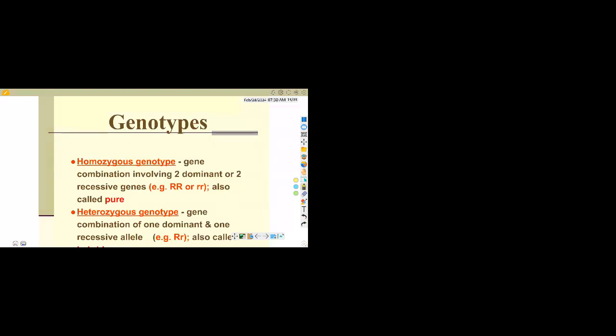Now, here's more words. I know this is word heavy, but once you get these words, you'll be good. All right, a homozygous genotype. The prefix homo means same. So homozygous means that they have the same gene for each trait. Same genotype. So homozygous means that the genotype combinations involve two dominant or two recessive genes. So you can just write that.